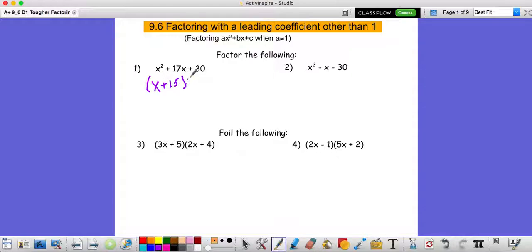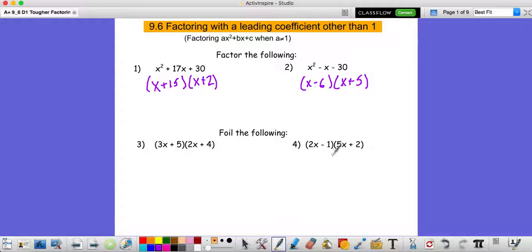This is what you've seen in the past. You've hopefully gotten pretty decent at it at this point. Let's try a little trickier one, x squared minus x minus 30. What multiplies to negative 30 but adds to negative 1? You probably were thinking 6 and 5, which one is the negative one? Well, since they add to negative 1, it's got to be negative 6. So x minus 6 times x plus 5 would definitely FOIL out to x squared minus x minus 30.